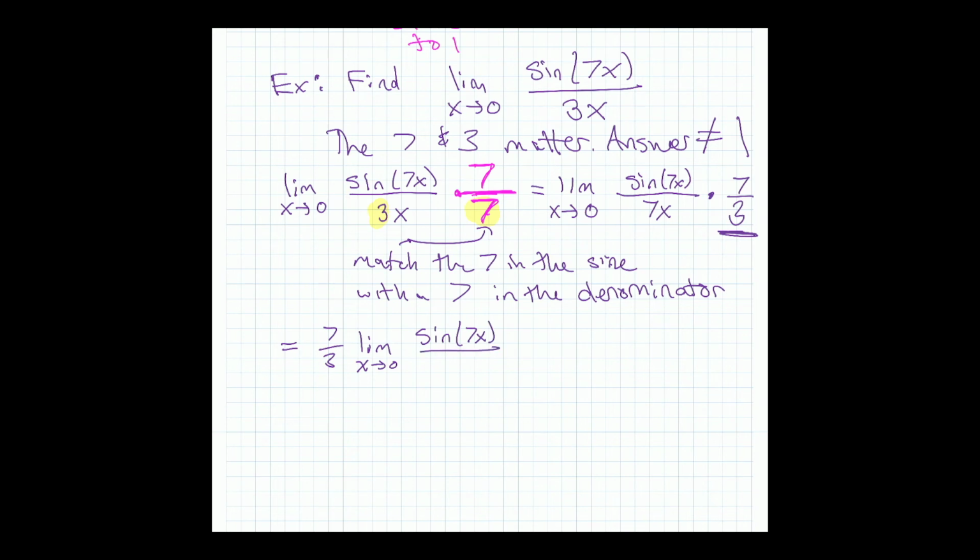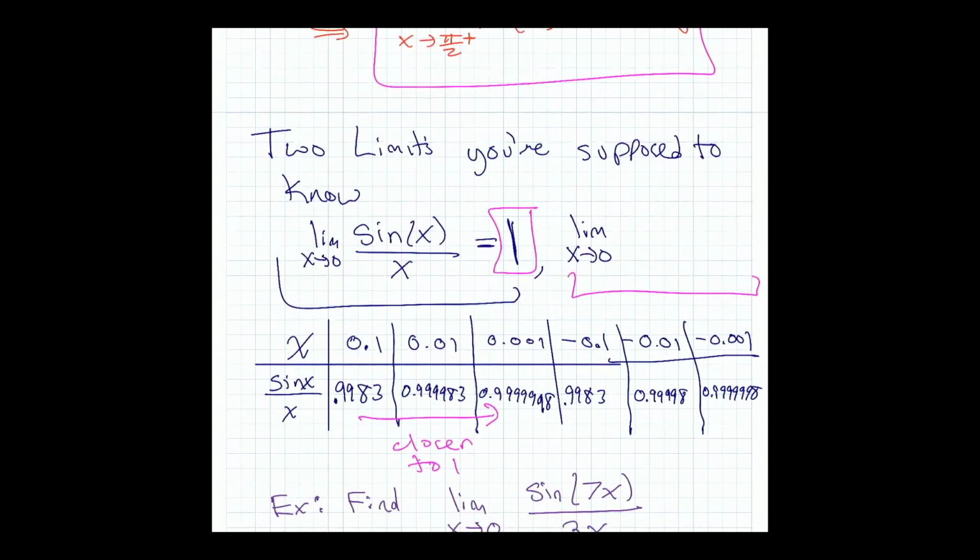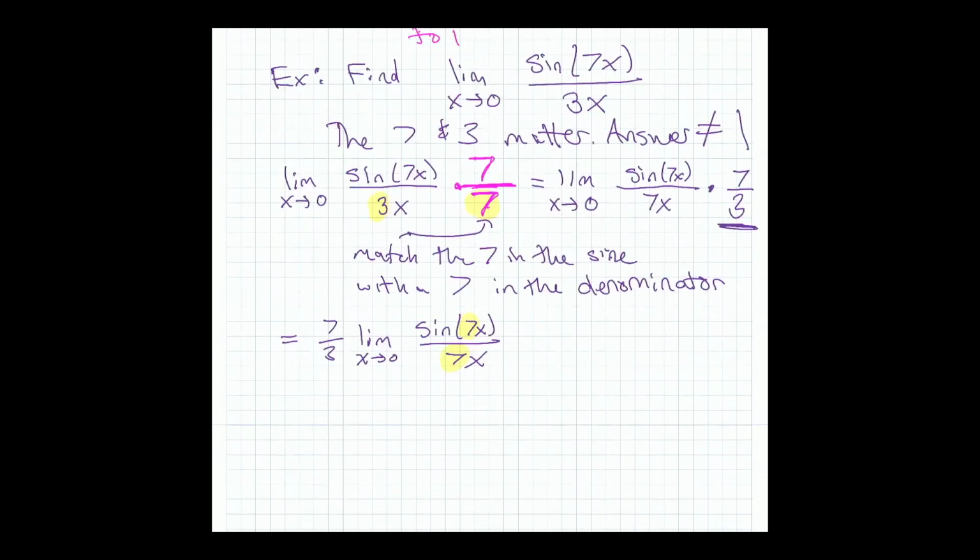And then you just have sine 7x over 7x. Well, if this number and this number match, then the limit will be 1. If the 7s match here, then this is going to be just the same as this original limit here. And why is that the case? I'll show you why that's the case.